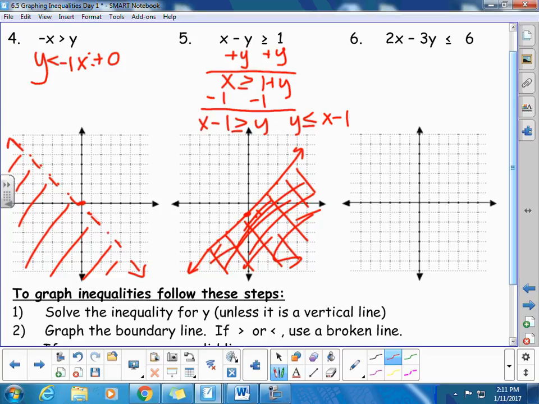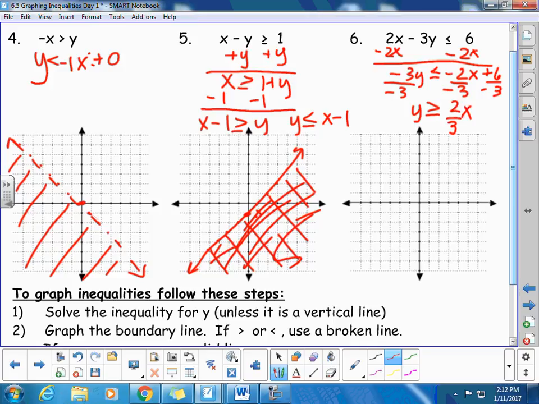This one, again, we have to get y by itself. This time I'm going to deal with the y being negative just to show the difference. So I'd have -3y is less than or equal to -2x plus 6. I have to get y by itself. I'm dividing by a negative number. Remember, if you divide or multiply by a negative number, you have to flip the switch. So flip it to face the other way. I have -2 divided by -3, which is just positive 2/3 x. And 6 divided by -3 is -2, so -2. So y is greater than or equal to 2/3 x minus 2.